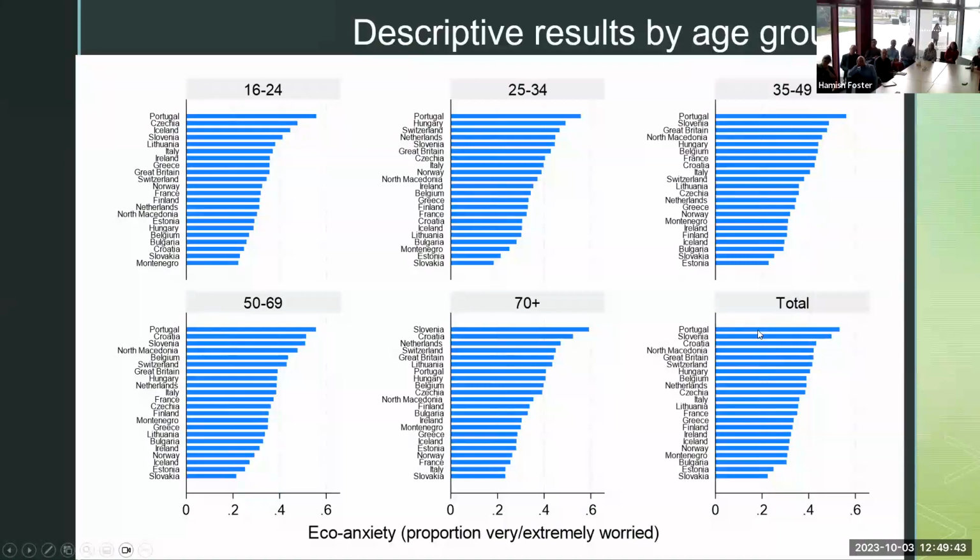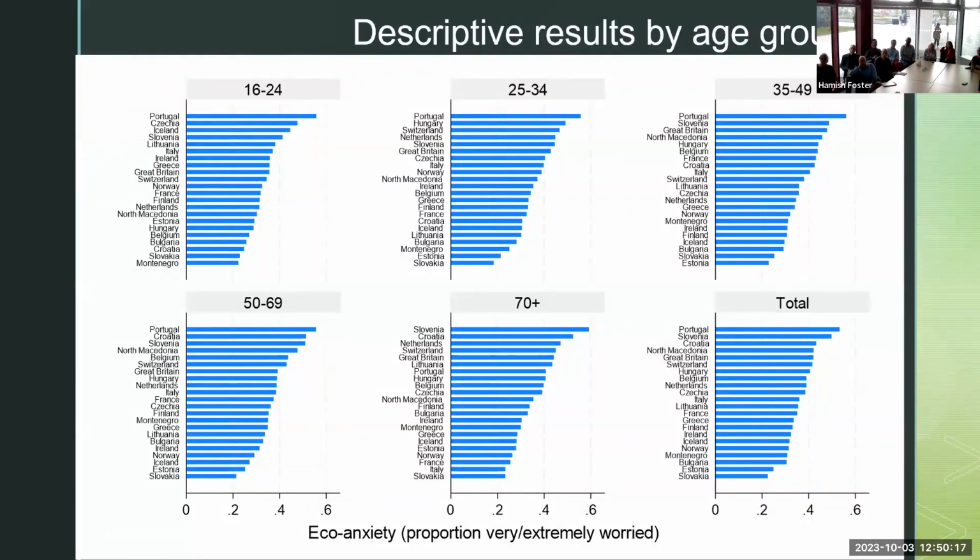So these graphs just show the descriptive results by age group. This is the proportion of people who were worried, very worried or extremely worried about climate change. We can see that generally younger people tend to be more concerned. It's highest amongst people in Portugal. Great Britain's quite high up. And yeah, you're happy to interpret them yourself.